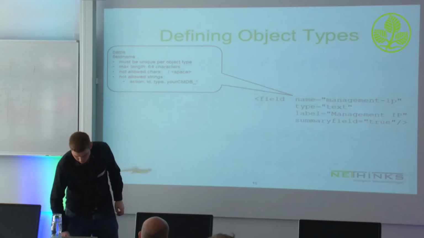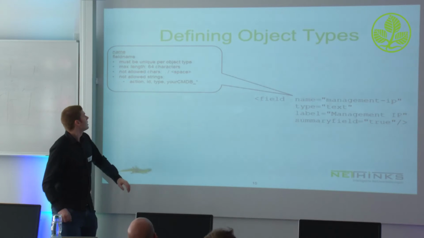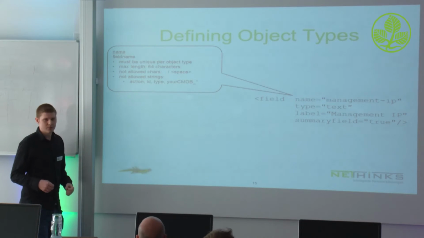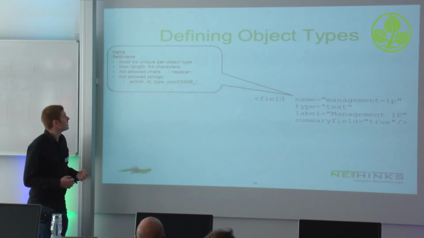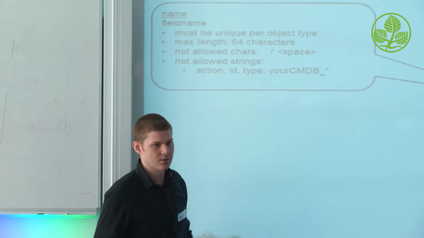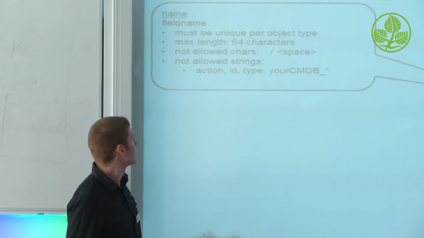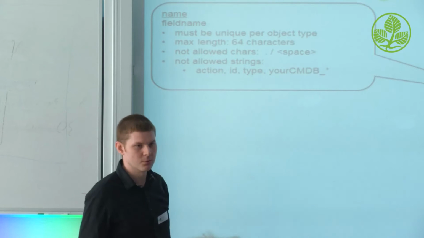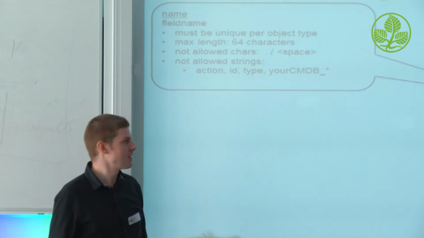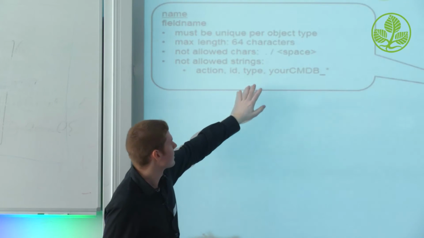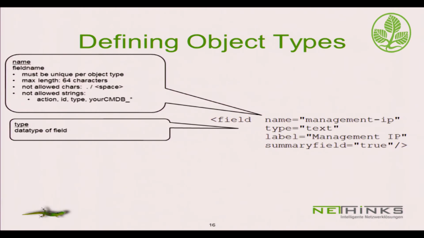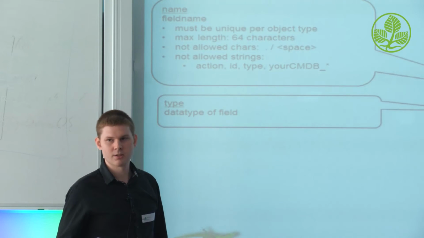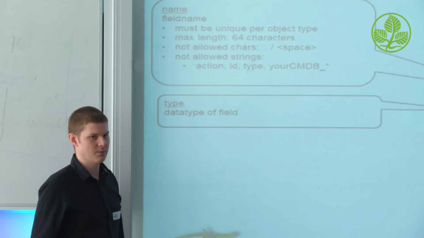And now we can go through all these definitions. The name is the field name. That must be a unique name where this information is stored. The maximum length is 64 characters, and you can't use a few of these characters in the field name, or some strings. The next point is the type. We have some different types of fields. The next slide gives you some information about which types are available.